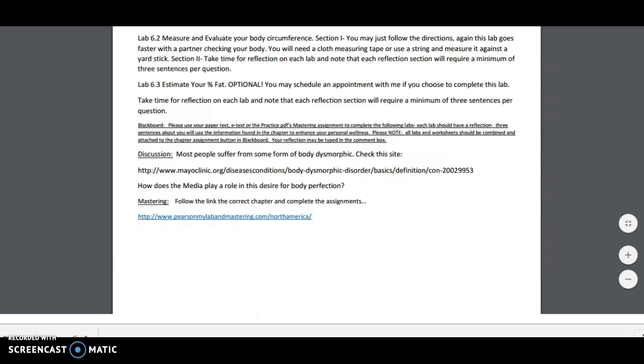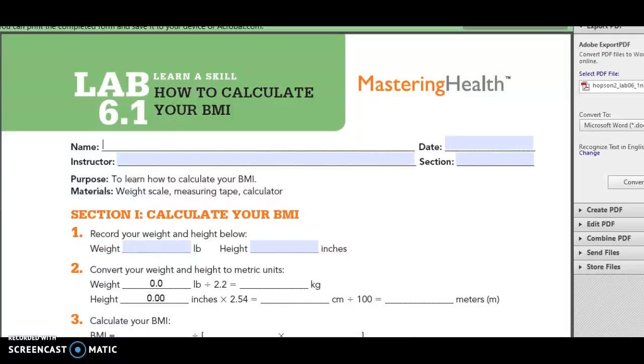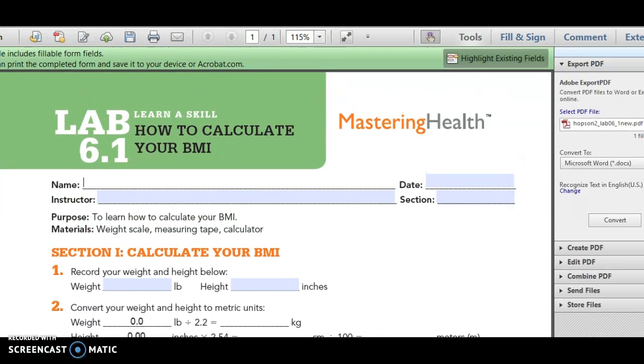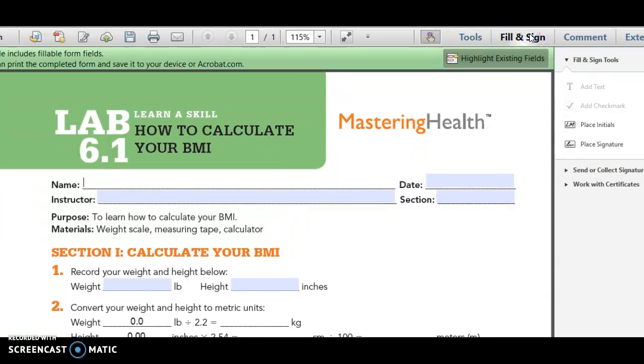So let's first get over to our lab 6.1. So 6.1 is what you're looking at right here. I want you to see that it's a PDF file that I open with my PDF reader. If you do not have PDF reader downloaded onto your computer, it may not open and look like this. This is a writable PDF and it makes it so much easier. So I come over here to fill and sign. I come down here and I can simply type my name and go through the rest of the items.